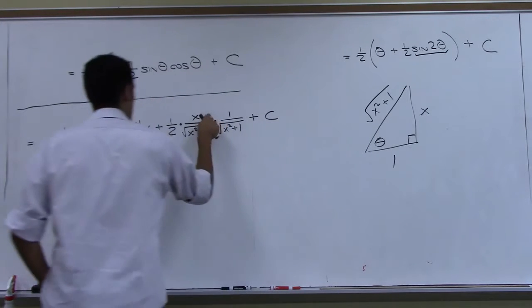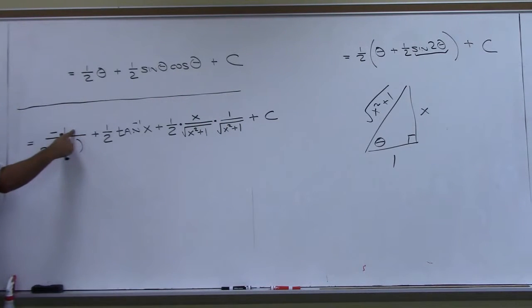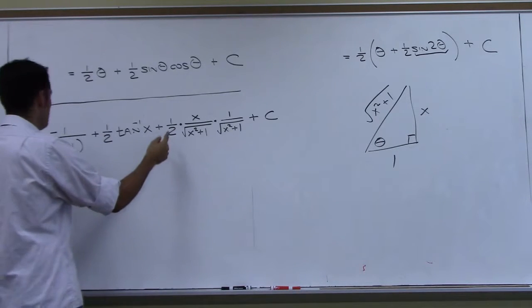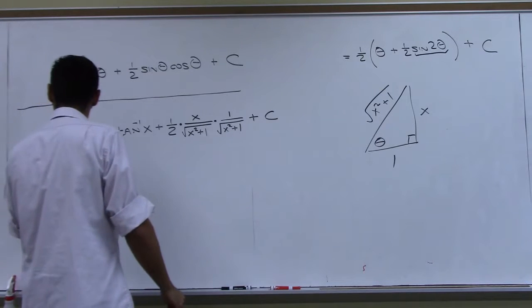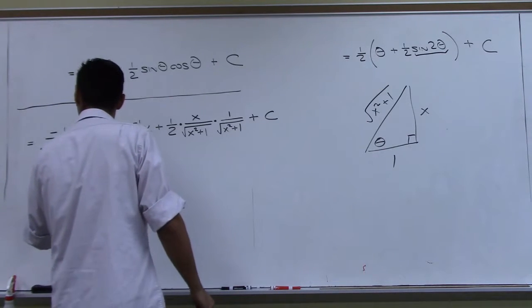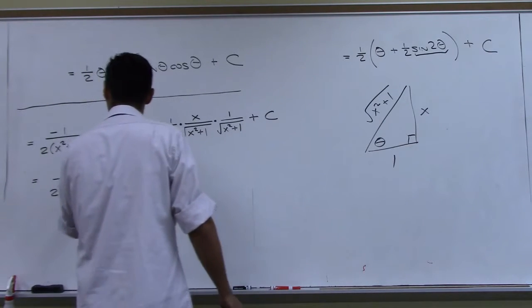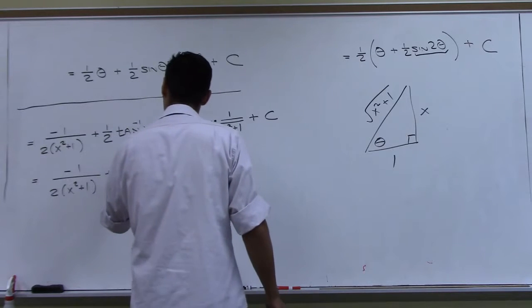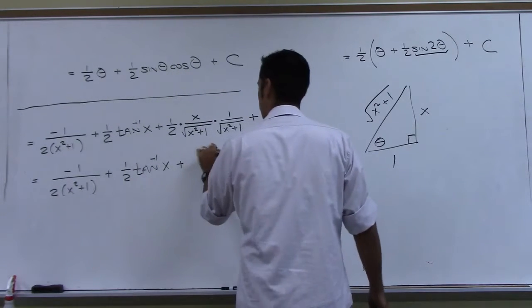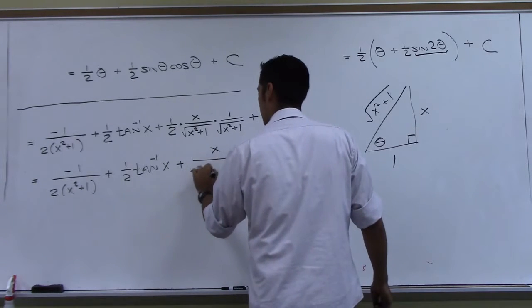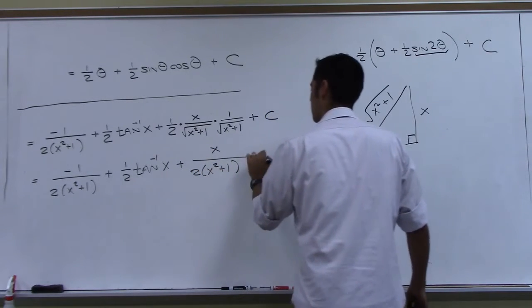Well, this one has an x on top and this one doesn't. So you could make it, and then you have a half. Yeah, we could do the half. Here, let me do it. It's -1/2 x squared plus 1 plus 1/2 arctangent x plus x over 2 times x squared plus 1 plus c.